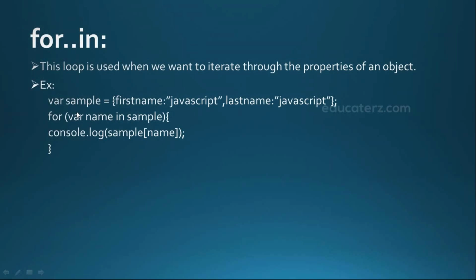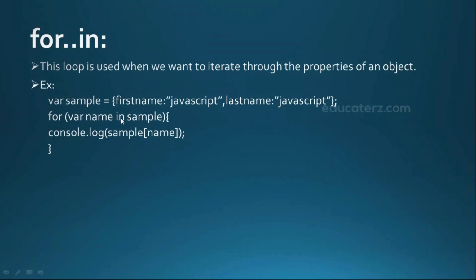In this example, I declared a sample object with two properties, first name and last name. I want to print the values of these properties using the for-in loop. The syntax here is: first I declare the keyword var, then var name in sample. Name refers to each property. For each loop, it moves from the current property to the next property. At first it refers to the first name, and in the next loop it refers to the last name.